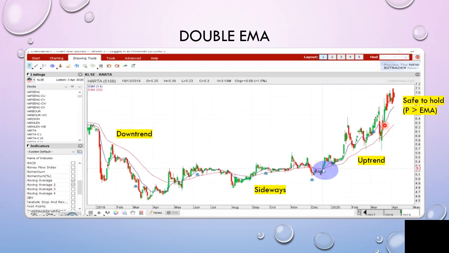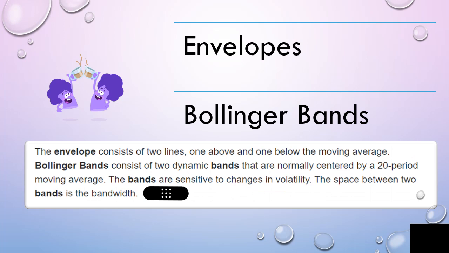That's why tadi saya beritahu kalau dengan menggunakan double ni, you may get clear signal. Jadi it's better for you not to sell the stock. Okay, so that's why saya tulis kat sini safe to hold because the price is more than EMA. Alright, itu sajalah untuk double EMA.